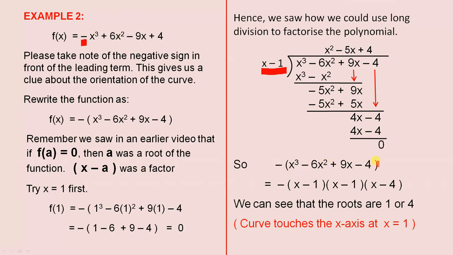So the original polynomial is, here's the minus sign, here is the x minus 1, which is this one here, okay, and here is the x minus 1, x minus 4, which is x squared minus 5x plus 4 factorized. So here is the complete factorization. We can see that the roots are 1 or 4. The curve touches the x-axis at x equals 1, because you have 2 of those here. We'll see that on the curve in a minute.